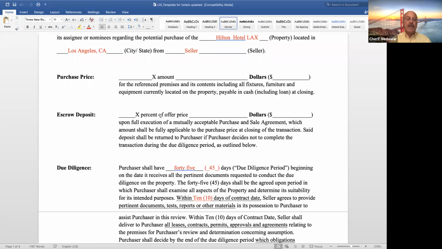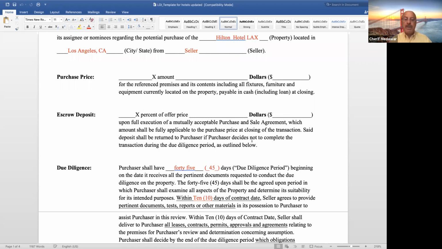We'll go over it. But you want to say, I will put, let's say, 2% of the offer price upon full execution of a mutually acceptable purchase and sale agreement, which amount shall be fully applicable to the purchase price at closing of the transaction. So that's the earnest money deposit. It's going to be applied to the purchase price.